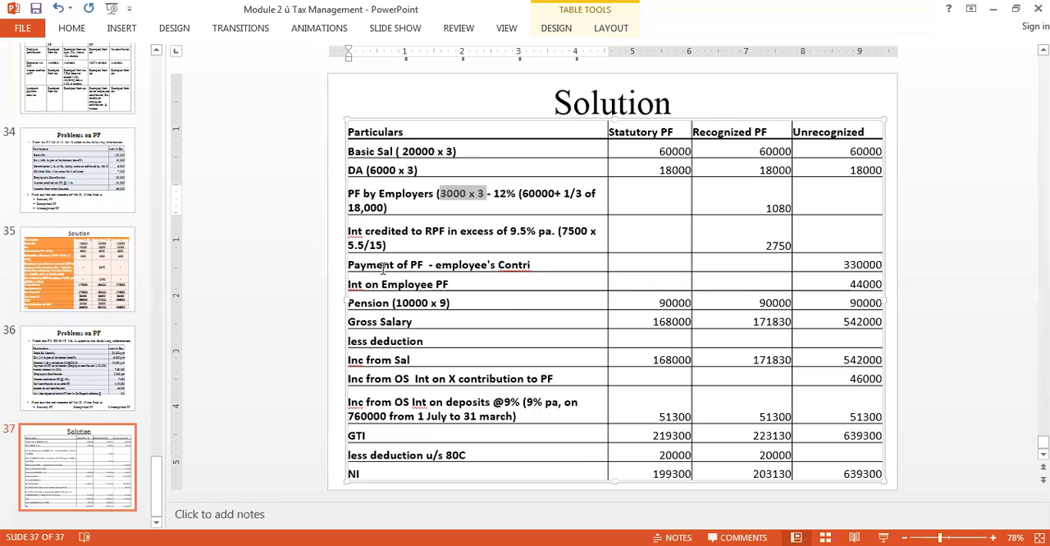Now, can somebody tell me what is this? Why have I taken 1/3 here now? 1/3 is your DA. One third is part of retirement benefits, sir. Part of retirement benefit, yes. Any other answers? What you say is correct, no doubt. Any other answers?